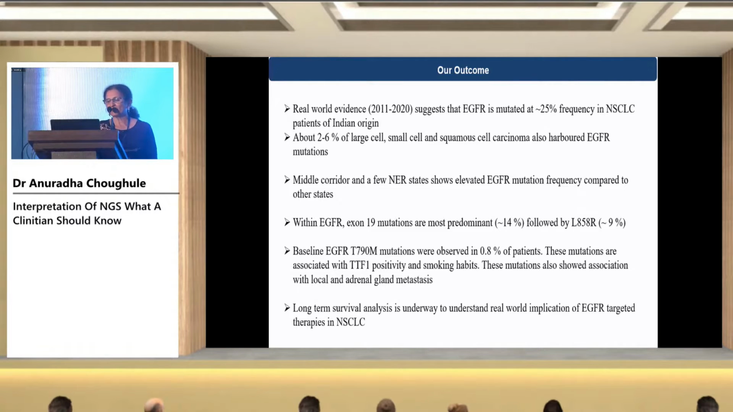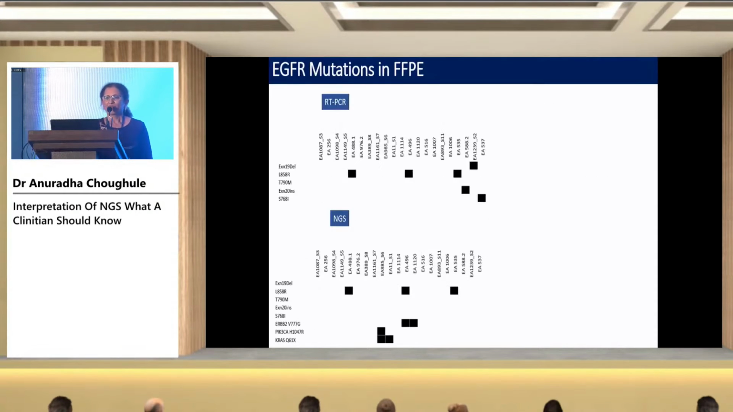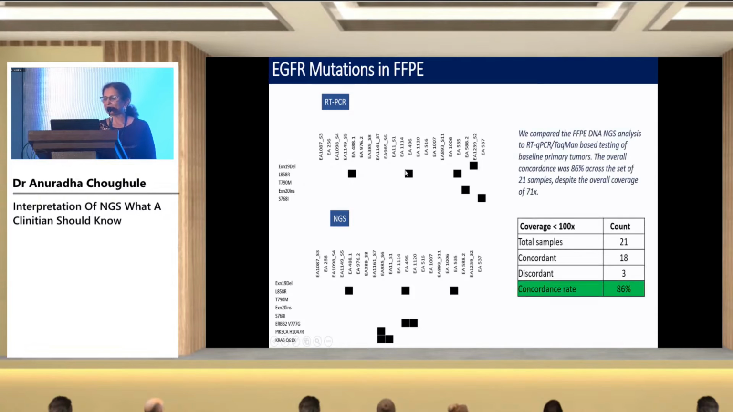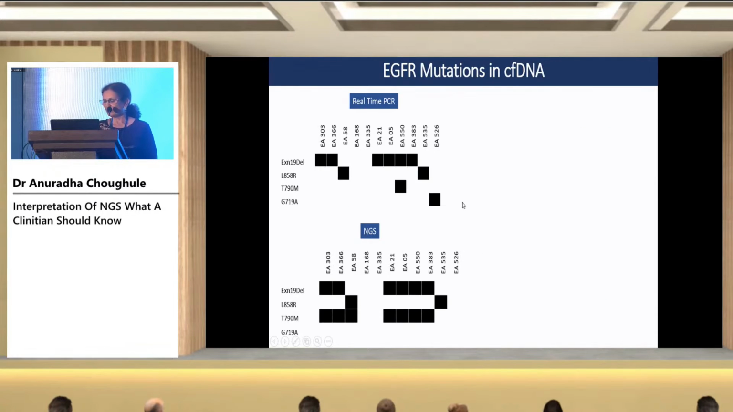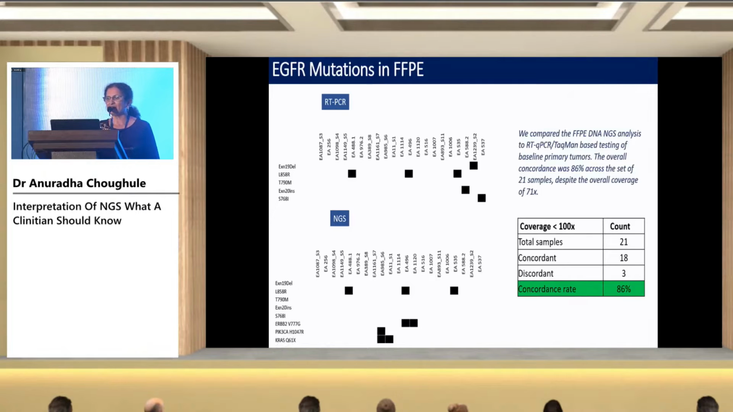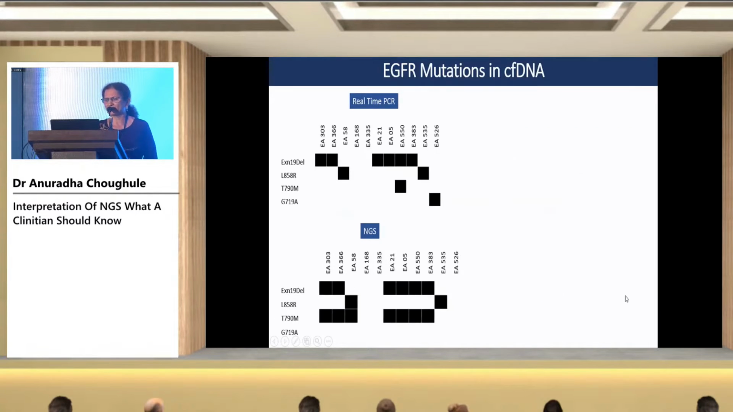And a long-term survival analysis is underway to understand the real-world implications of EGFR TKI in NSCLC. So we compared this for the orthogonal testing, EGFR mutations in FFPE with the NGS results compared with the RT-PCR. And we had around 86% concordance when we compared the FFPE DNA NGS with the real-time PCR as compared to the NGS platform. So approximately, we really got a very good concordant rate of 86%.